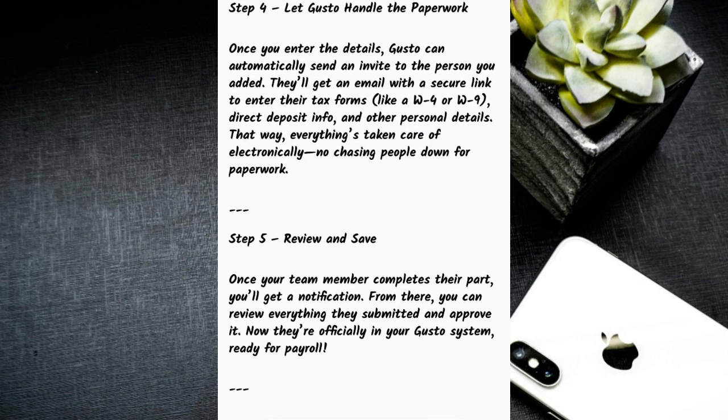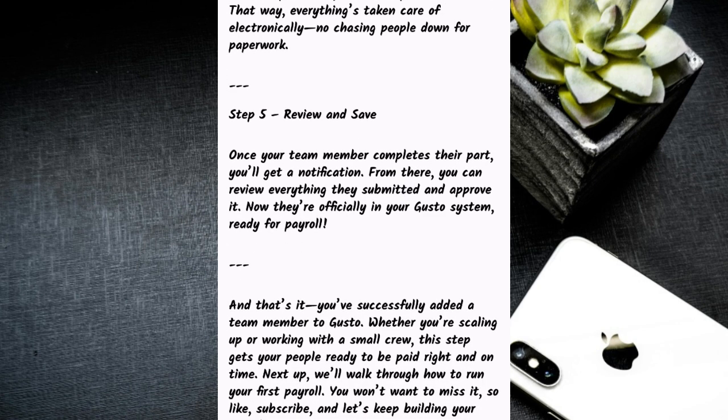Step 5 is review and save. Once your team member completes their part, you'll get a notification, and from there you can review everything they've submitted and approve it. And now they're officially in your Gusto system, ready for payroll. And that's it. You successfully added a team member to Gusto. Whether you're scaling up or working with a small crew, this step gets your people ready to be paid right and on time.